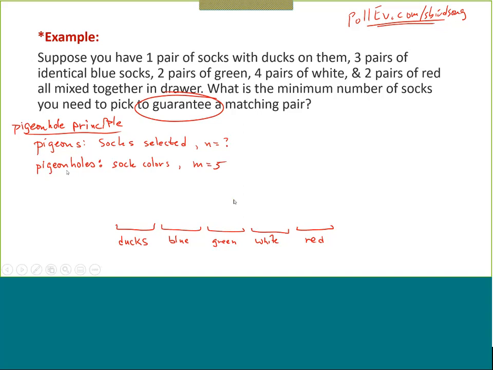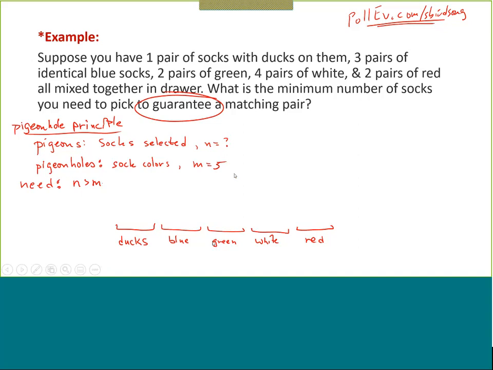So if you have pigeons and you have pigeonholes, how many socks would you have to select in order to guarantee a matching pair? Well, what do we need? According to the pigeonhole principle, we need n to be bigger than m. So if you did it without scratch work, you would just look at the smallest integer for n that's bigger than 5.